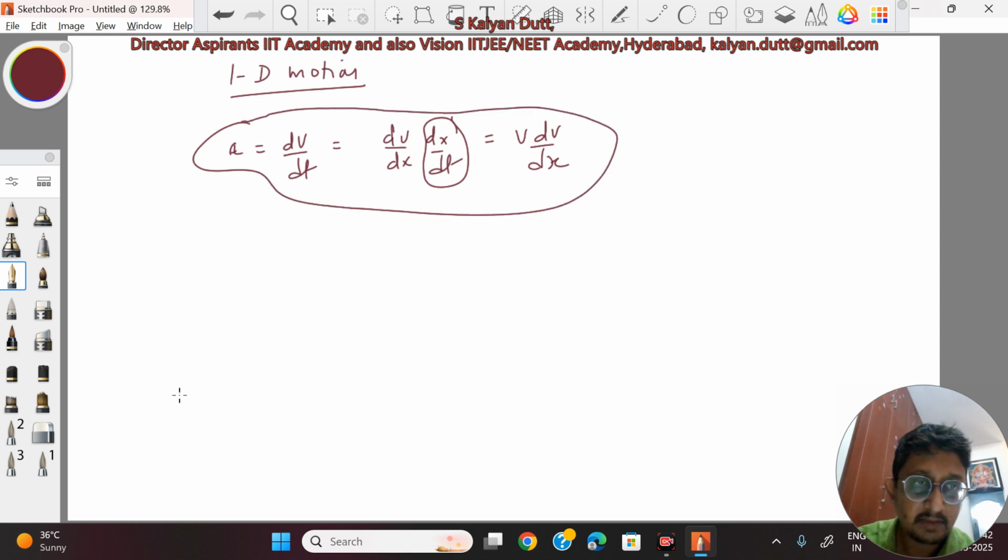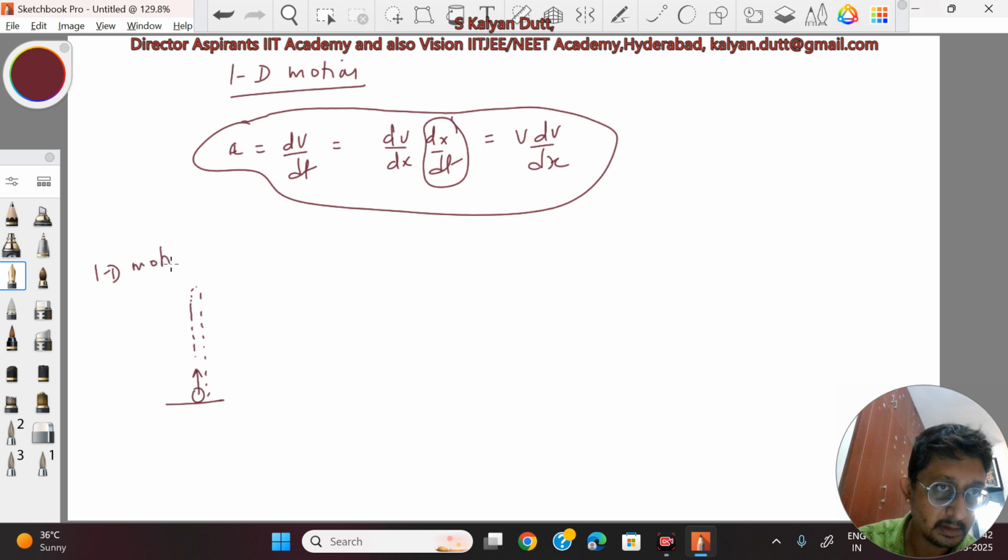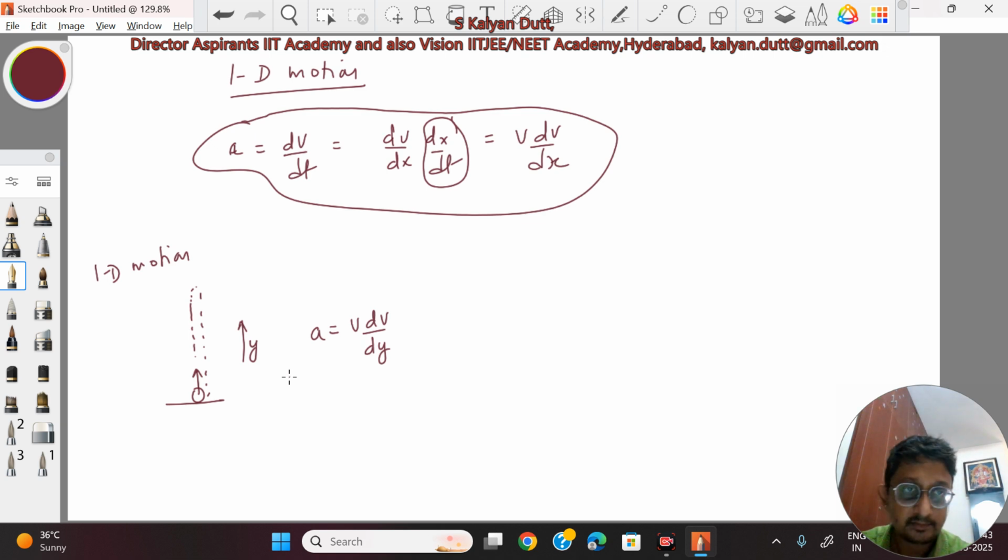So now if I throw a ball and it is going up and again it comes back, this is exactly 1D motion. In fact, the motion here is happening along y-axis if I take this as y-axis. Or you can take this as x-axis also, no problem. But let's take it as y-axis. Then I can write here a equal to v dv by dy, because the motion is happening along y-axis.